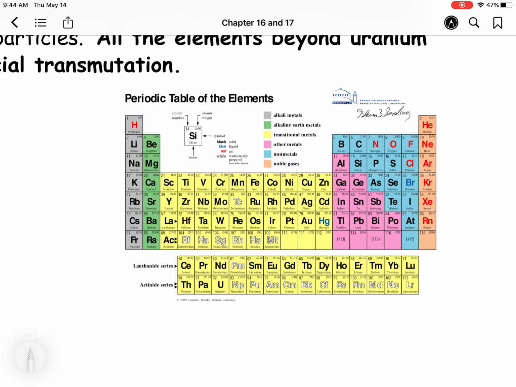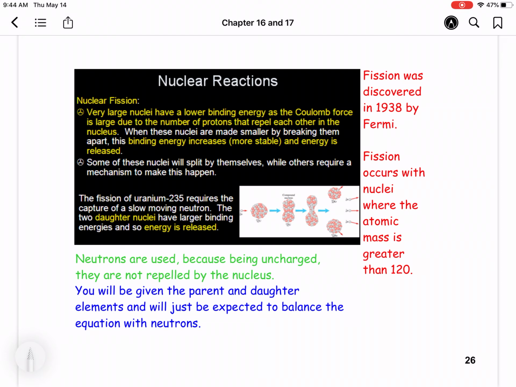Okay, so now we're going to nuclear reactions. There's fission and fusion. So we'll start with fission. Fission was discovered in 1983 by Fermi. Fission occurs where the atomic mass is greater than 120. So anytime the atomic mass is greater than 120, for example, uranium-235 is one that goes into fission.